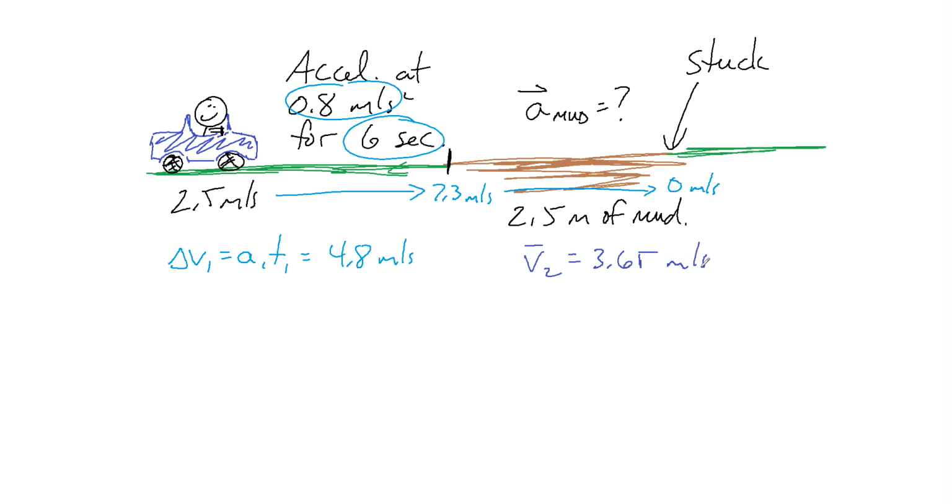Okay, so I've got the average v for the second part, but I've also got the second distance. If I've got the second distance and the second average v, I can find the second time. So the time to go through the mud would be d2 divided by the average v number 2. That would be 2.5 meters divided by 3.65, and it's only 0.68 seconds. So it just stops really, really quick, which means the acceleration can be pretty high.